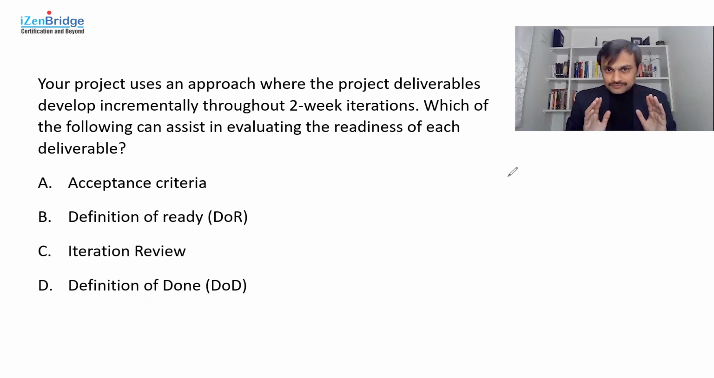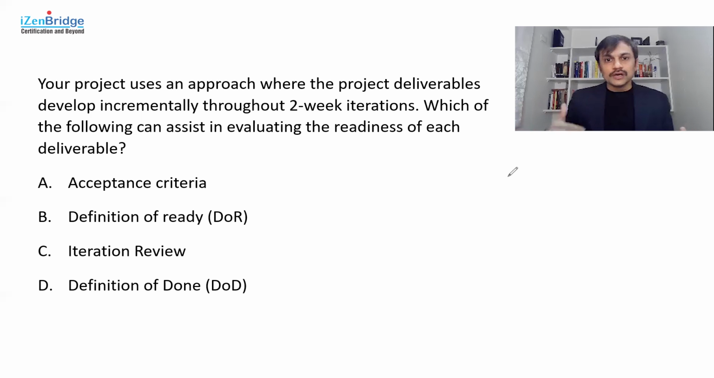Okay, so what I read in this question is, rather than saying that we are using an Agile approach, the question is giving you a description of an Agile approach. So you are working in 2 weeks long iterations and you are expected to finish the work at the end of 2 weeks. And the question is primarily focusing on deliverables. So how do you know the deliverables are complete?